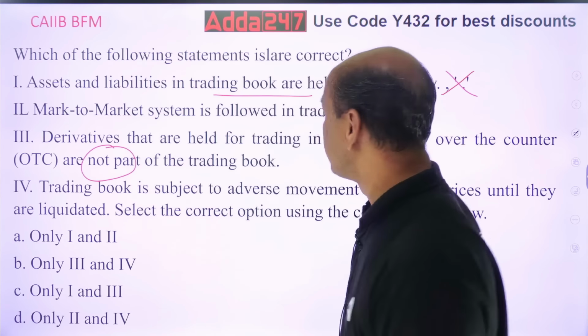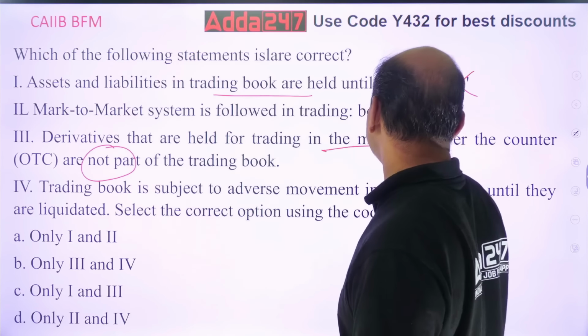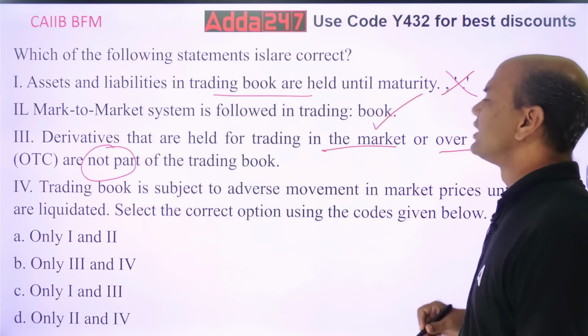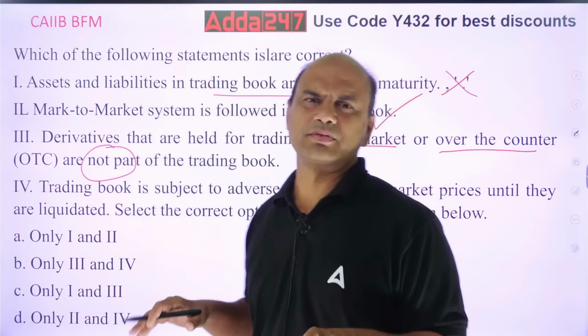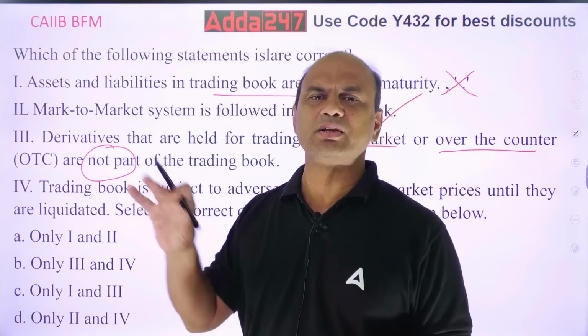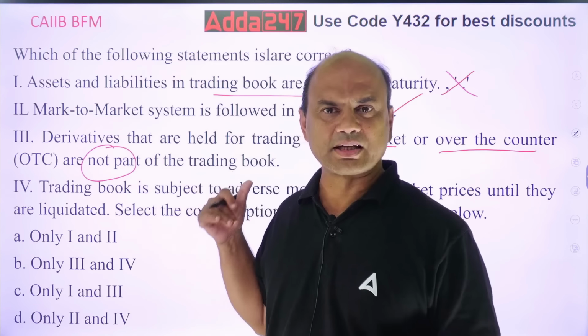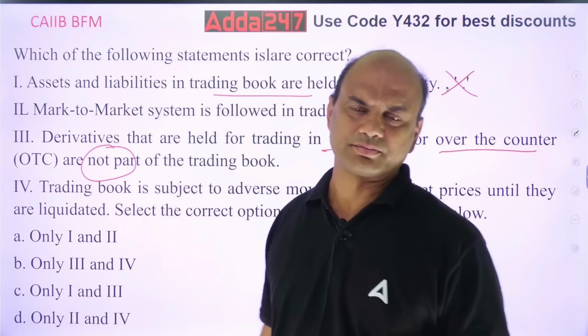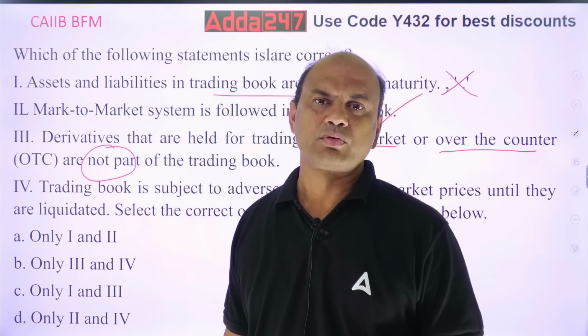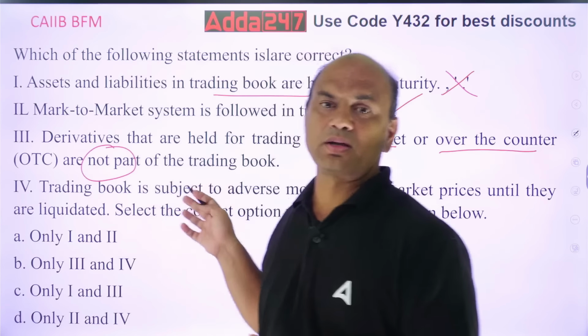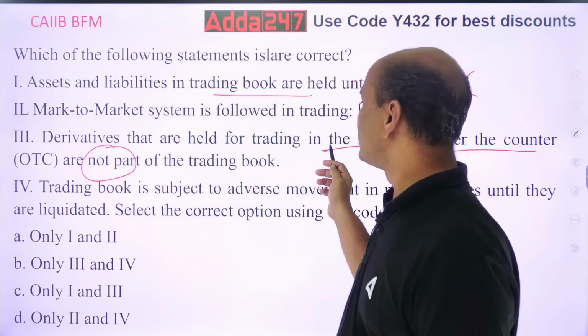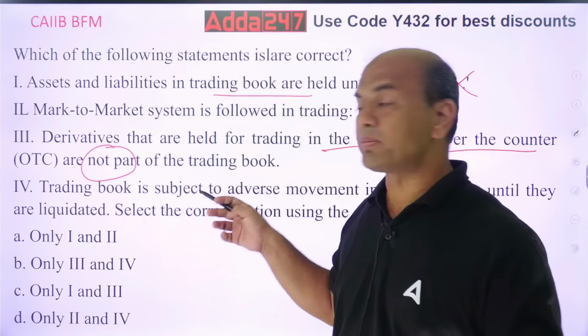What are the types of derivatives? One is in the market and the second is OTC. There are only two types of derivatives in banking. One is ETC, exchange traded, and the second one is over the counter. So if both are not there, what is mentioned over here? Derivatives that are ETC or OTC are not the part of the trading book.